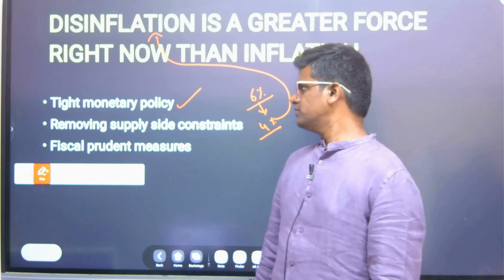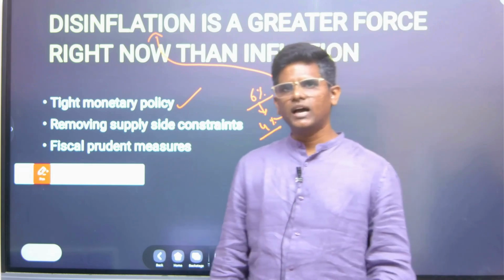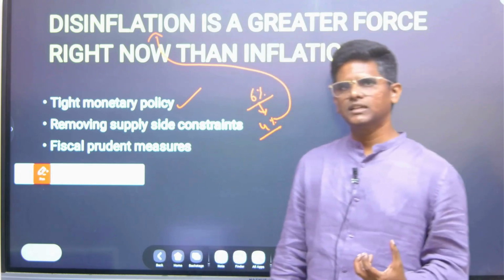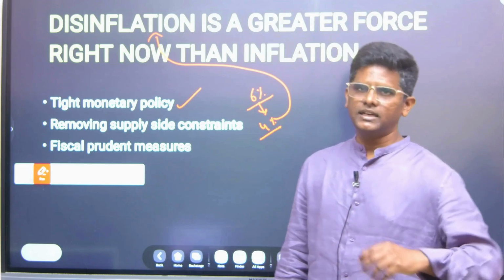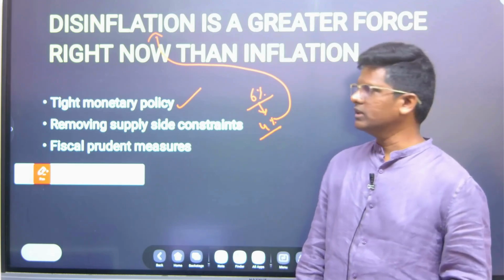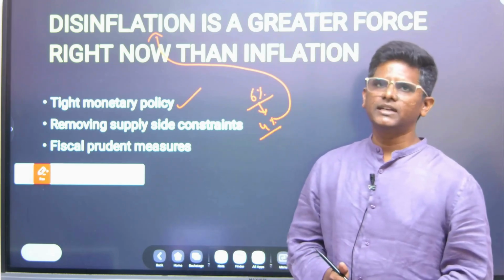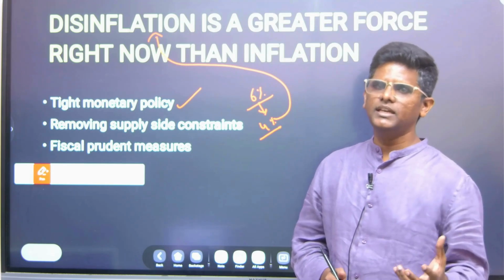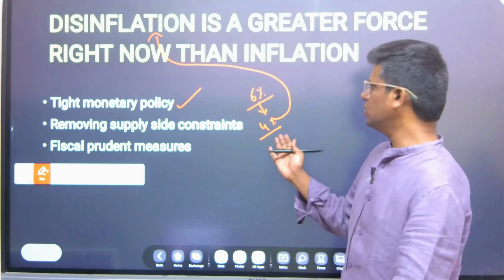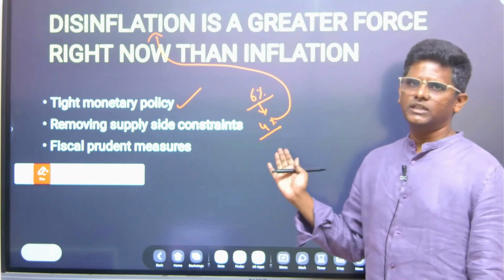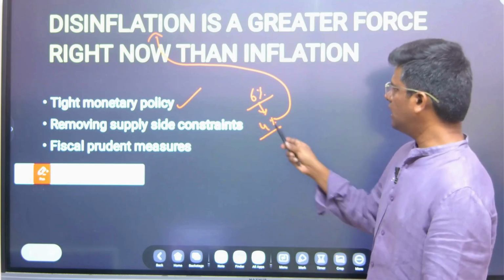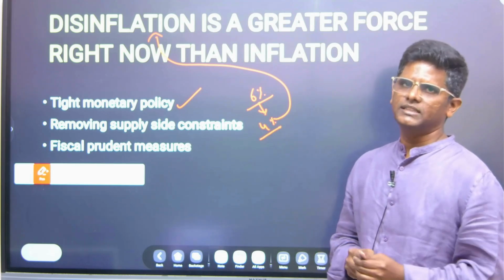Another reason is fiscally prudent measures. If the government starts spending less and increases its fiscal prudence, then money supply will reduce and automatically the inflation rate will go down. So this is very important to understand: disinflation is where inflation is there but the rate is going down.